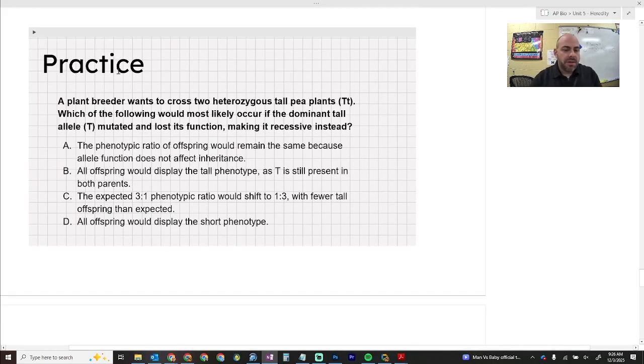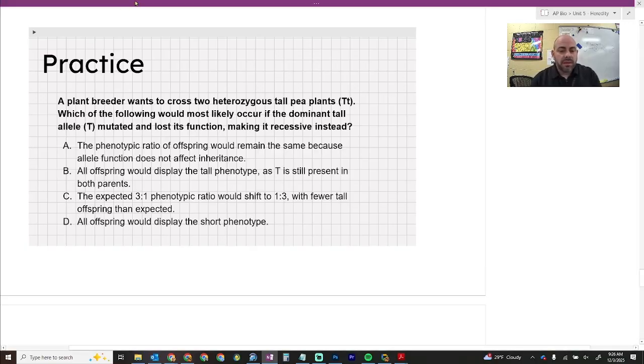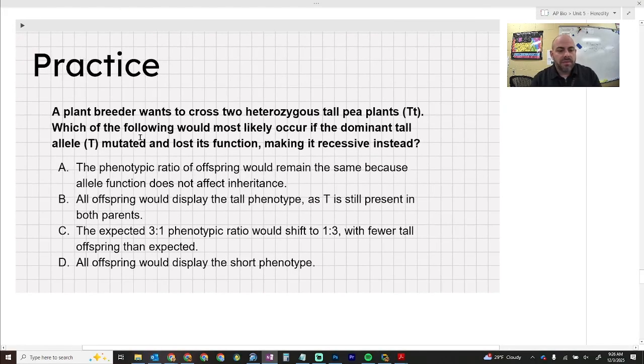A breeder wants to cross 2 heterozygous tall plants. Which of the following would most likely occur if a dominant tall allele mutated and lost its function, making it recessive instead? Interesting question. If the dominant allele mutated, so it doesn't change the allele, right? Making it recessive. Let's look at some of these answers. This is going to be difficult. I get this question a lot from students.